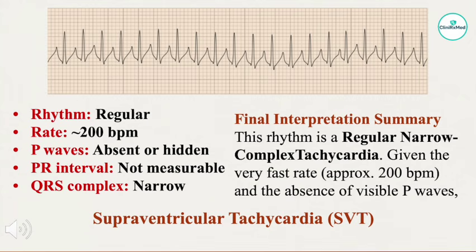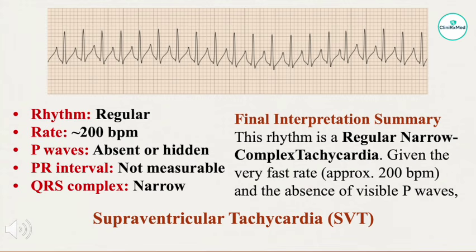Let us summarize our findings. Rhythm, regular. Rate, approximately 200 beats per minute. P waves, absent or hidden. PR interval, not measurable. QRS complex, narrow. This combination points toward a regular narrow complex tachycardia.